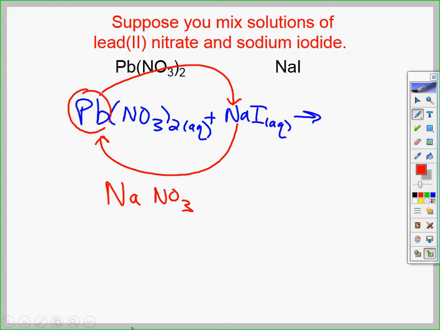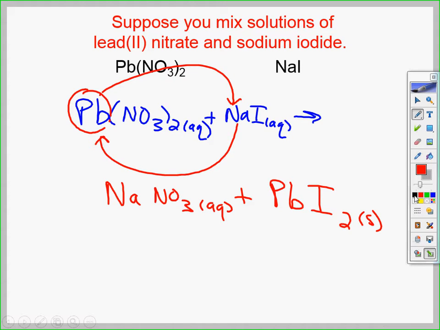Are nitrates soluble or insoluble? So that means I make it aq. Plus PbI2. What was the charge on Pb originally? Two. And I is what? And that is a solid. That is insoluble. Lead iodide is insoluble. Okay, but then we're not done yet. Now I have to balance it.